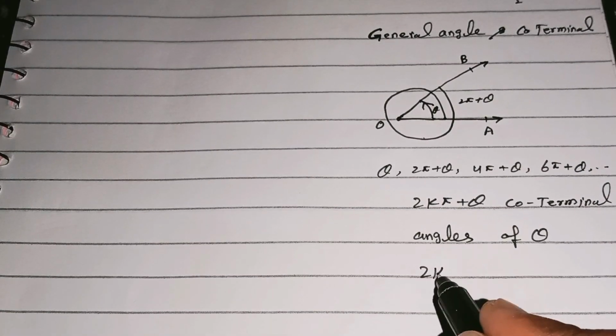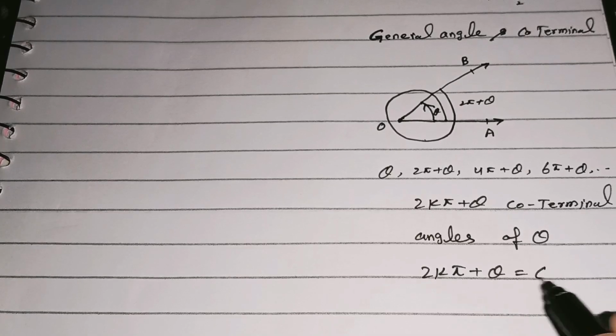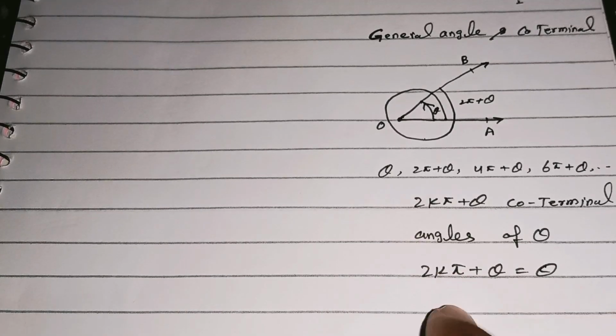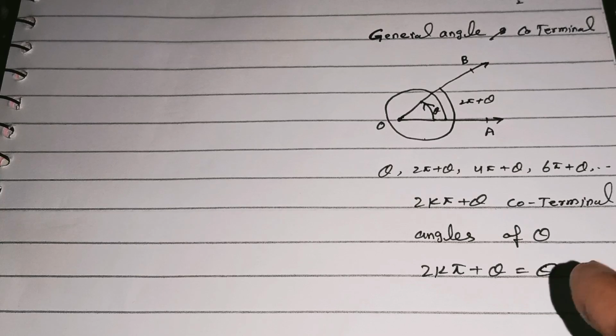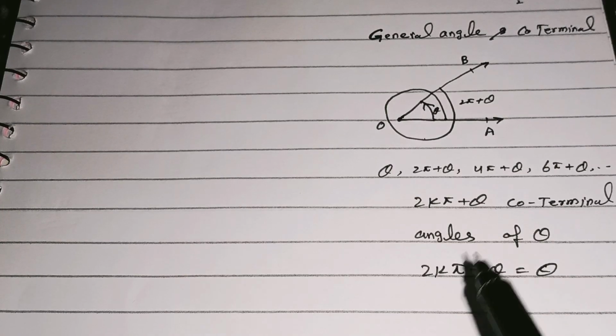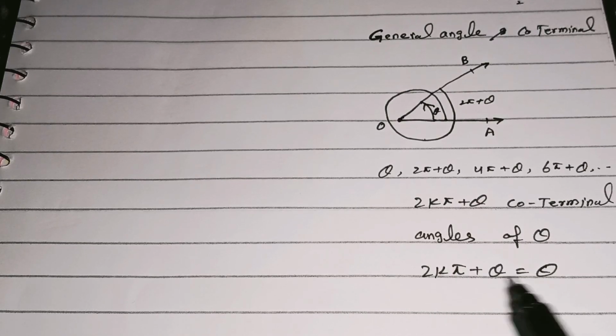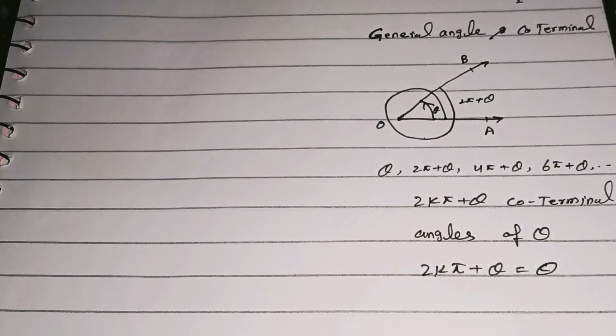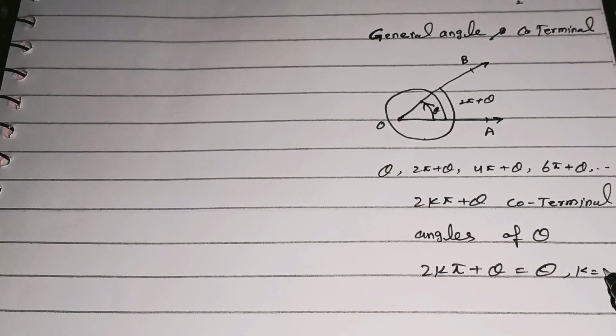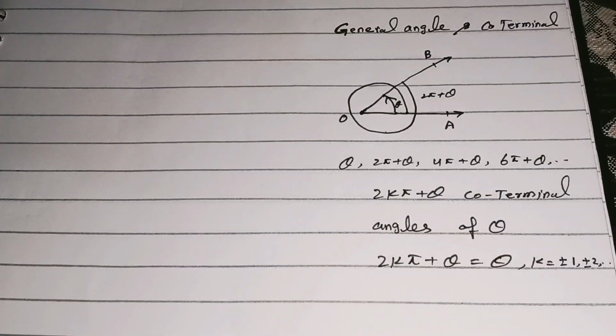So we can write 2k pi plus theta is equal to theta. These are actually not equal, but in the case of trigonometric functions, any trigonometric function at 2k pi plus theta and at theta have the same value. That's why we can write 2k pi plus theta is equal to theta for all k equal to plus minus 1, plus minus 2, and so on, for all values of theta.